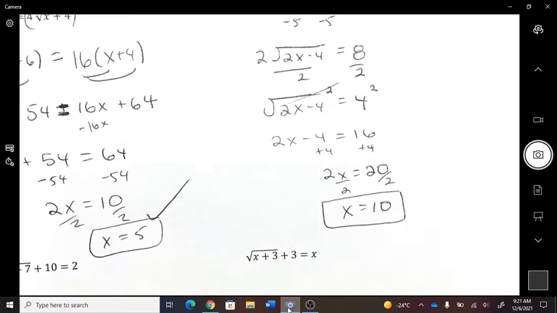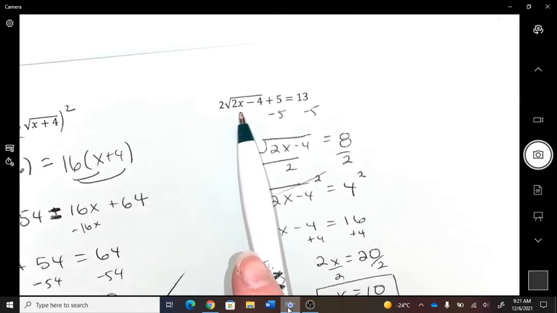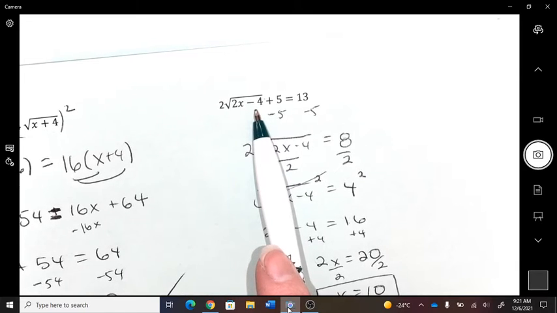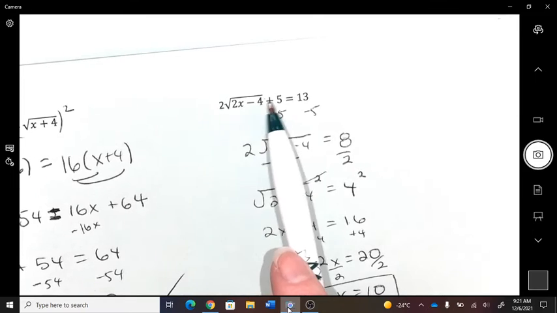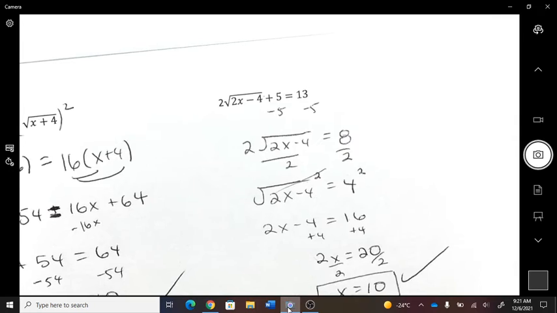Okay, and you can always check it. So going to check it, if this was 10, 2 times 10 is 20, subtract 4 is 16. The root of 16 is 4. 4 times 2 is 8. 8 plus 5 equals 13. So it's good, it works.